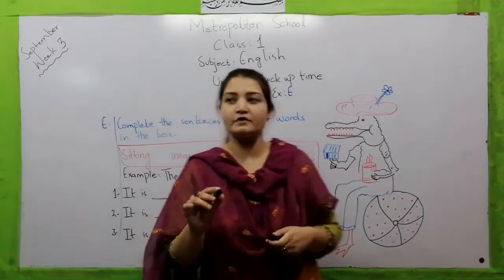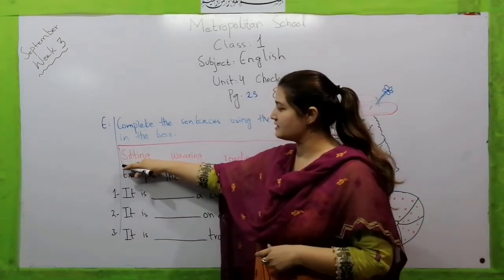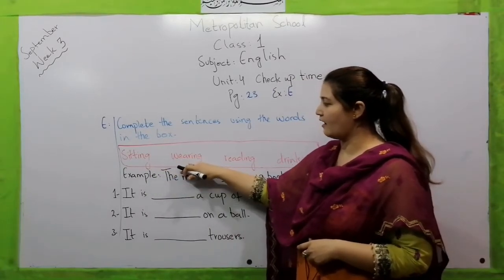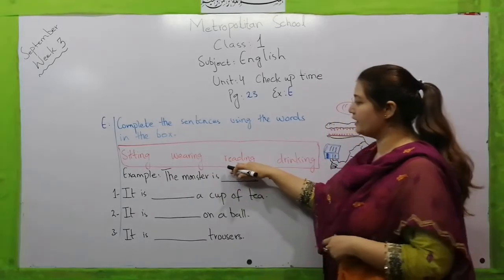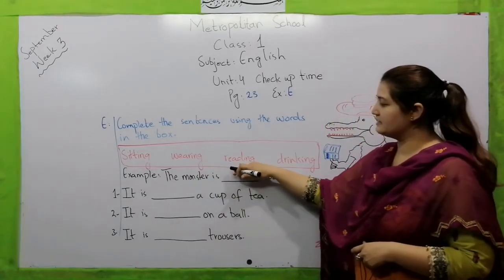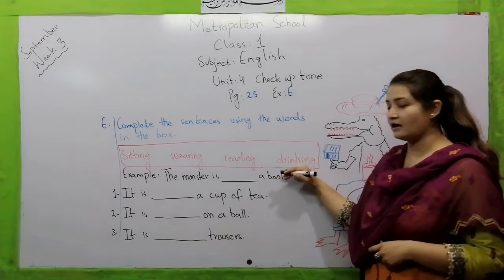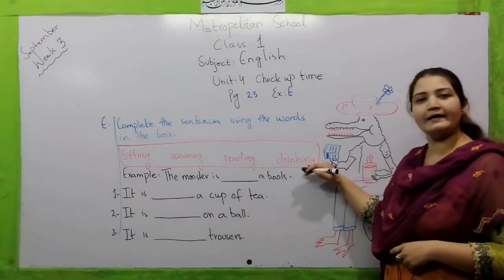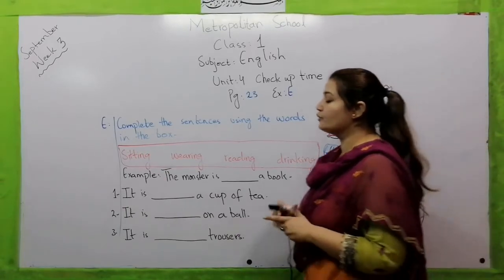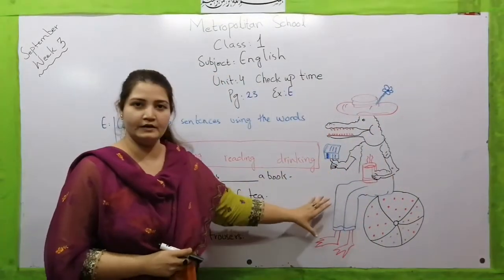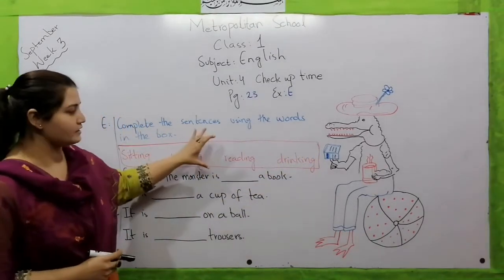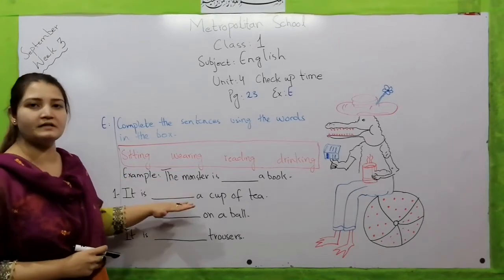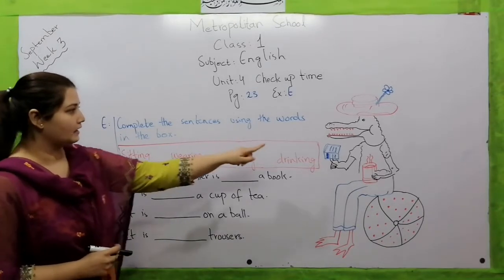Repeat these words with me with the spelling. S-I-T-T-I-N-G. Wearing, W-E-A-R-I-N-G. Reading, R-E-A-D-I-N-G. And the last one is drinking, D-R-I-N-K-I-N-G. Now what you have to do, you have to look at this picture carefully, and then you have to look at these words. You have to choose the words, and then you have to complete these incomplete sentences with these words. Now look at the picture.